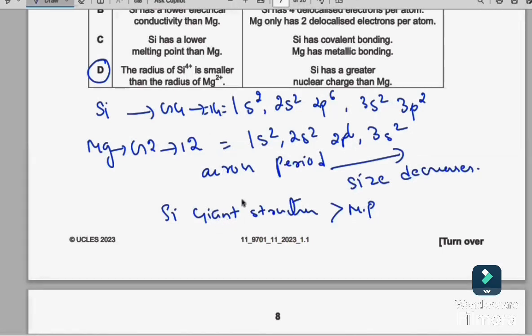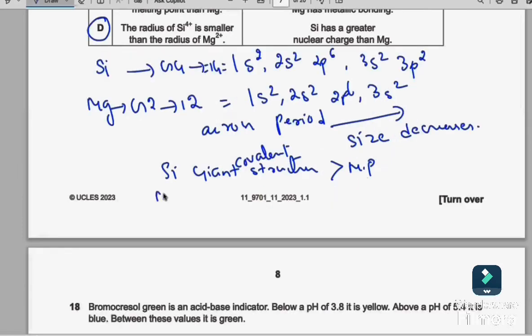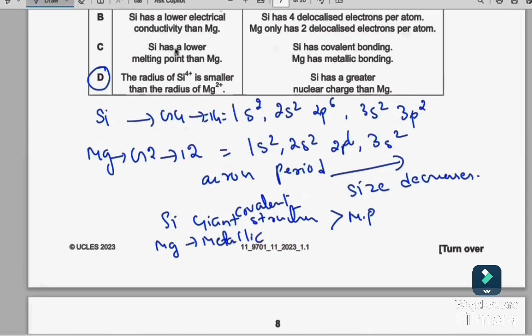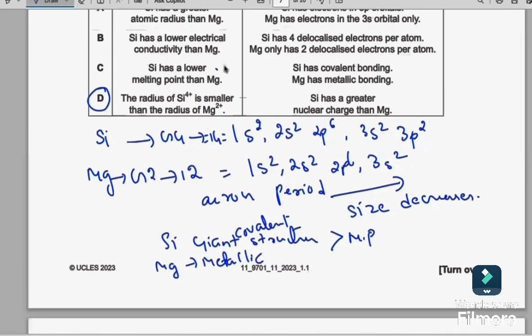Silicon is having a giant covalent structure, isn't it? So giant covalent structure, so it has a high melting point. And if you check with magnesium, it's having a lattice, like metallic bonding, right? So its melting point should be lower, while the other options are saying silicon has a lower melting point. So this option should be wrong.